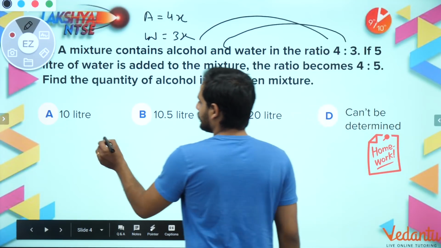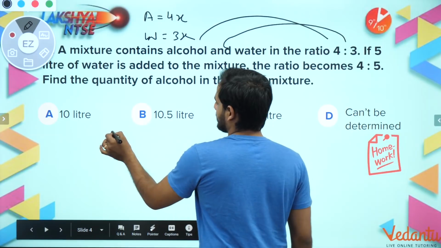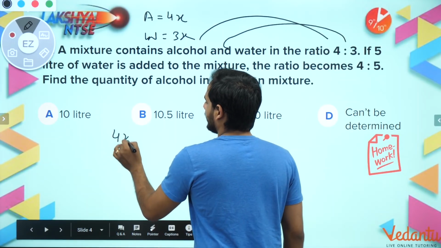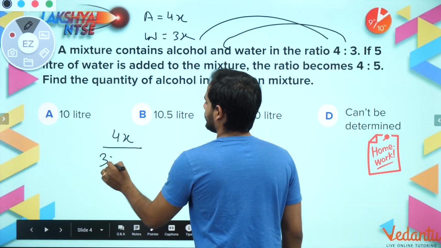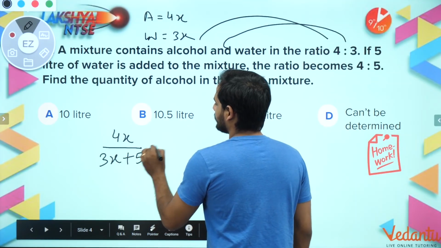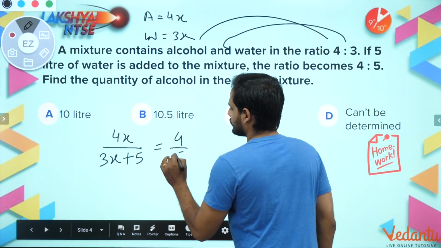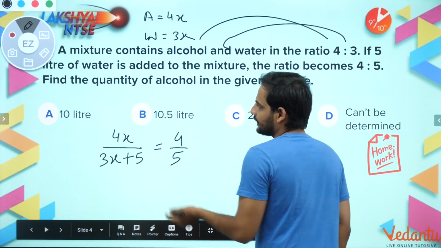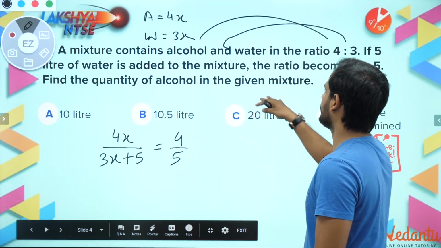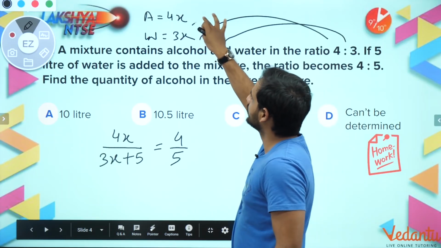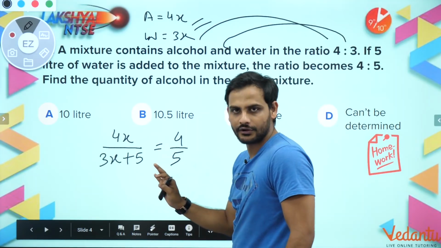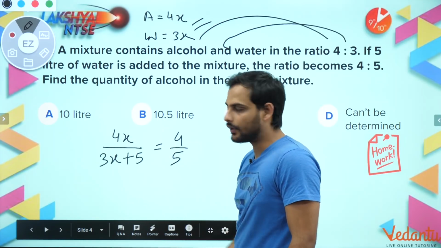That means now when you add 5 liters of water, alcohol is 4x only and the water is 3x plus 5 liters. Your ratio becomes 4/5. So how do you find out the quantity of alcohol in the given mixture? As you can see, bachcho, the alcohol quantity we are not changing at all. So if I find out x, I will get the quantity of alcohol.